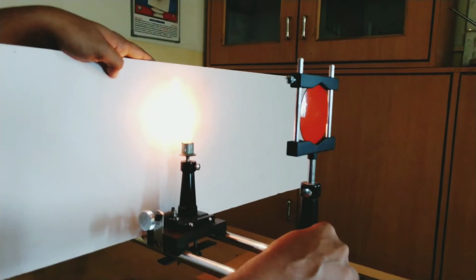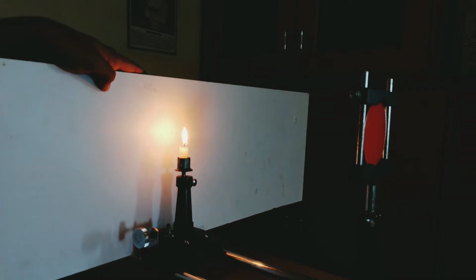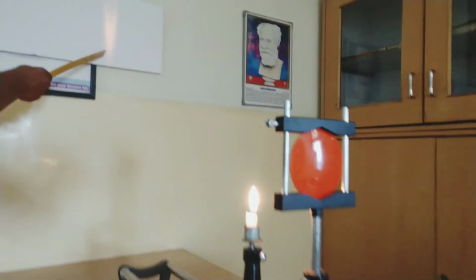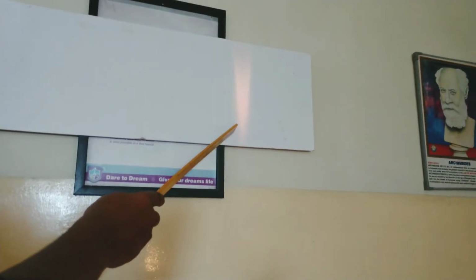Now let me go beyond 2F. If I go beyond 2F, where is the image formed? The image is formed before F. You can see that the image formed here is highly magnified and inverted. This happens when the object is placed very close to the focus.